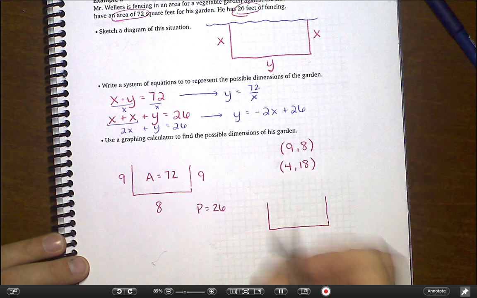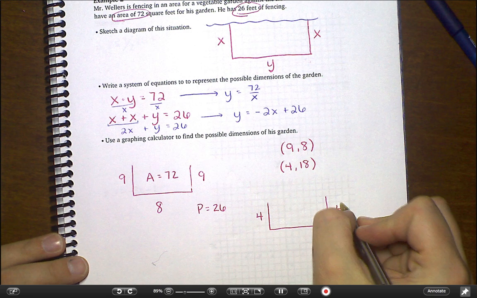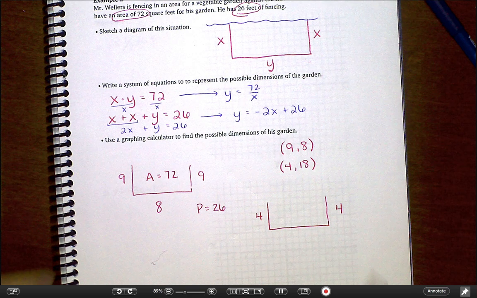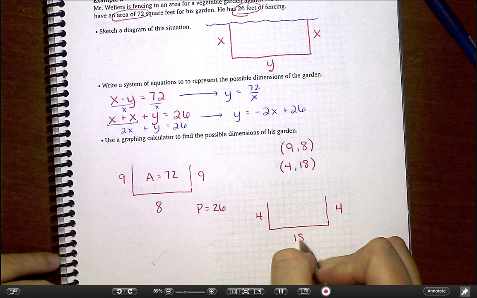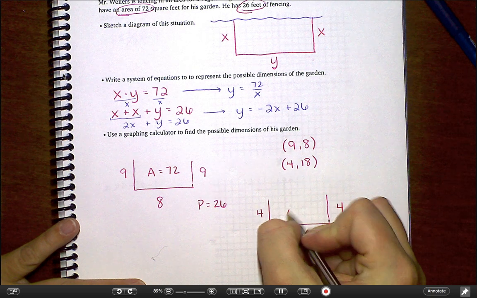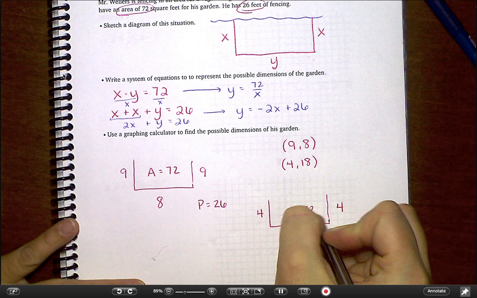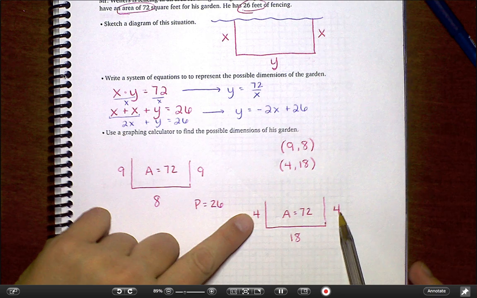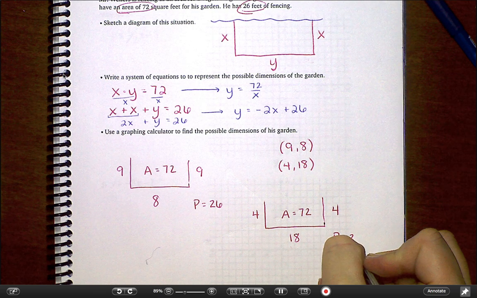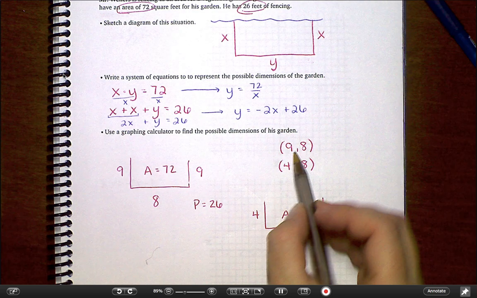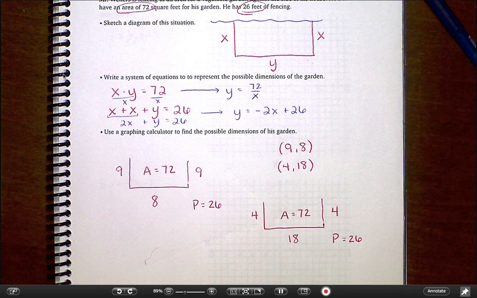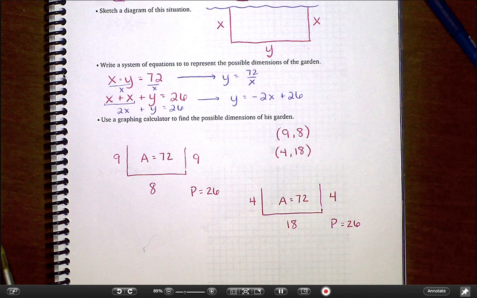Or I could do it so that my x's are 4 and 4. And notice I drew this kind of out of whack. My 9 should be larger than my 8, and they're not, so ignore that. And then this side would be 18. That would also give me an area of 72. And when I add those together, 4 and 4 make 8, 8 and 18 make 26. So this perimeter is also 26. So my 2 sets of dimensions that would work are a 9 by 8 or a 4 by 18. That's how I would answer this question.